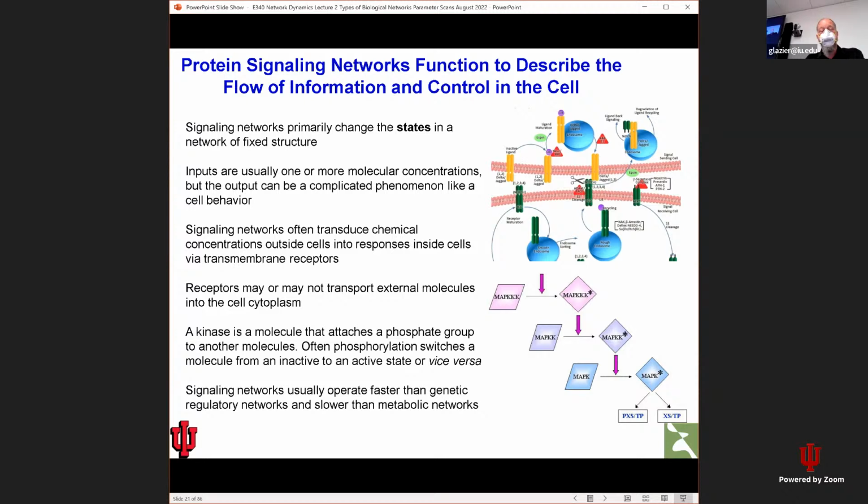And so another thing that we're going to see classically is that signaling networks may or may not involve transport. There's always going to be a little bit of transport and a little bit of chemical transformation. But it's not going to be the whole scale remodeling of molecules that we see in metabolism.